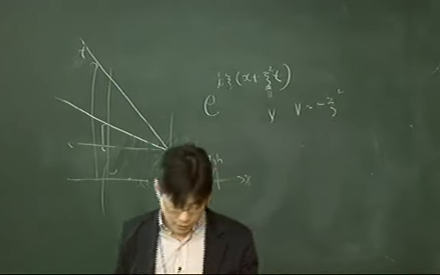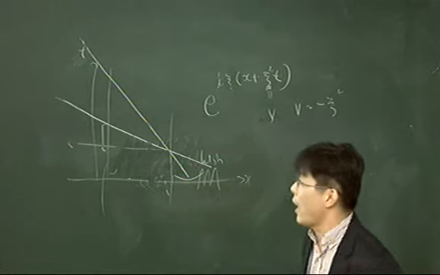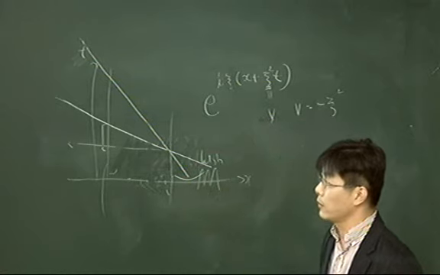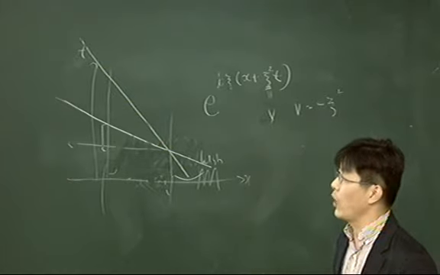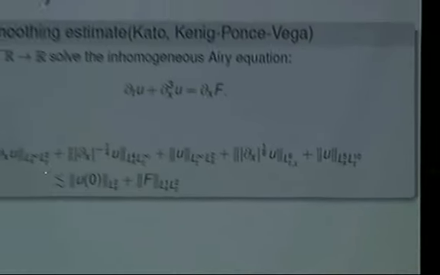That can be reinterpreted as the smoothing effect. So we have the smoothing effect only locally. We don't have a global smoothing. We have a smoothing effect only when it is localized in space.